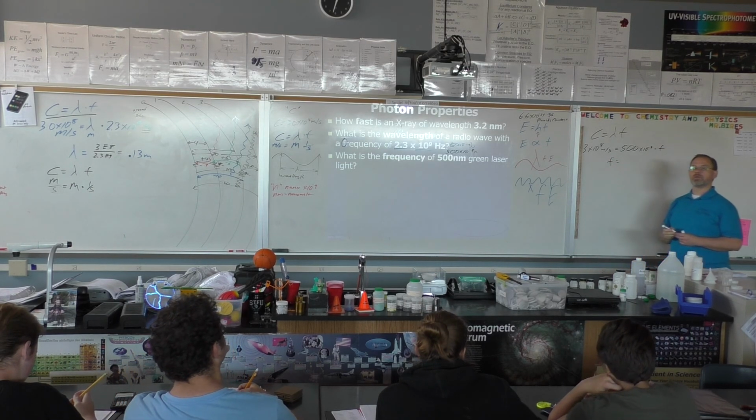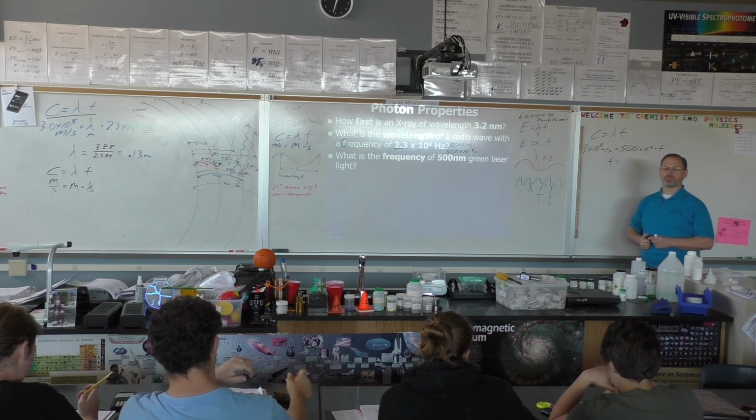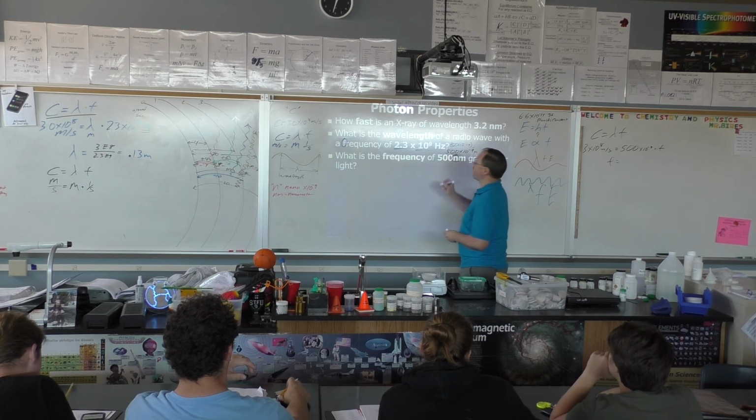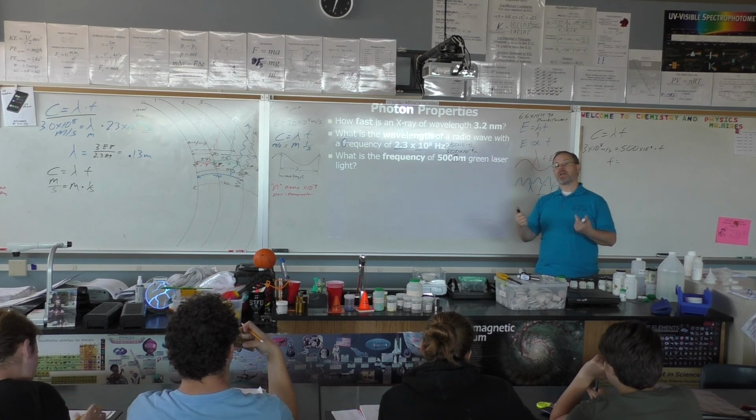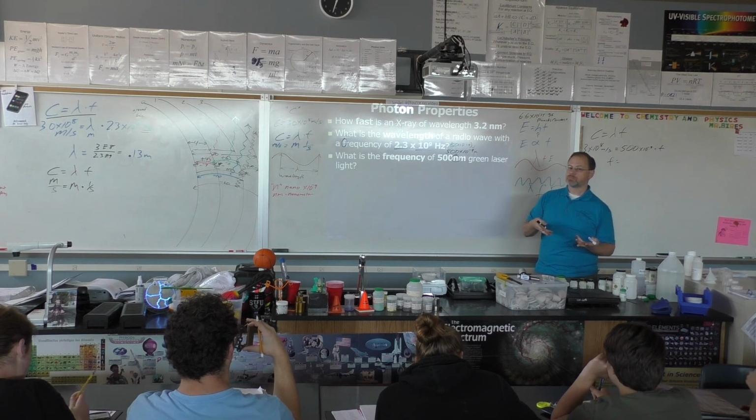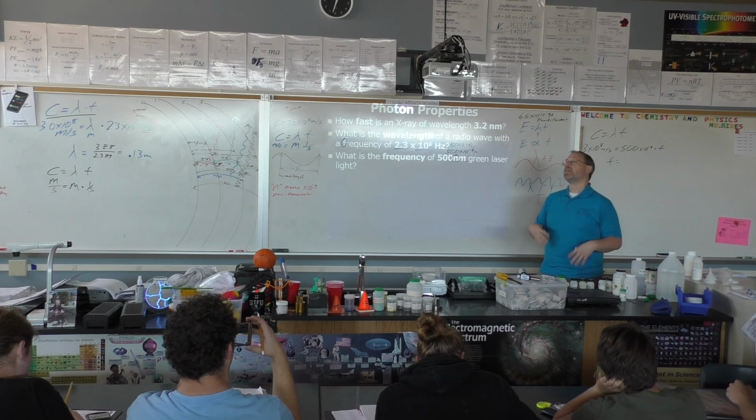Does that make sense? Question? Where did you get the negative 9? Because that's what nano is. Nano is negative 9. Kind of like milli is negative 3, and micro is negative 6, and centi is negative 2. Remember? Nano is negative 9.